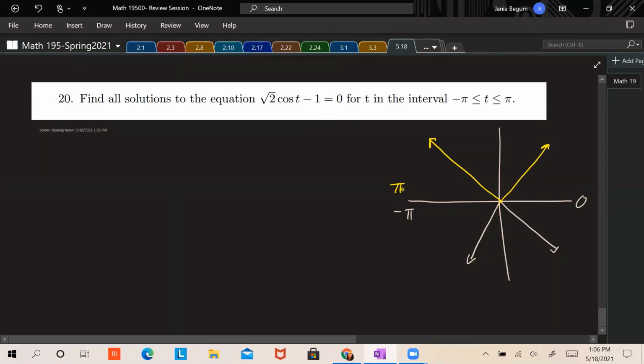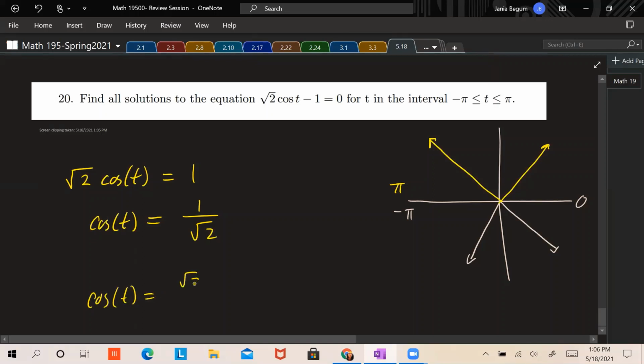So the key idea with trig equations is to isolate the trig expression, and then you see what it comes out to. So I'm going to go ahead and add 1 to both sides. So I have square root of 2 cosine of t is equal to 1. And then I can divide by square root of 2. So I have cosine t is equal to 1 over square root of 2. And if you want to rationalize it, that's also good. So cosine of t is equal to square root of 2 over 2. So we're looking for the angle t in the interval negative pi to pi, where the cosine is square root of 2 over 2.